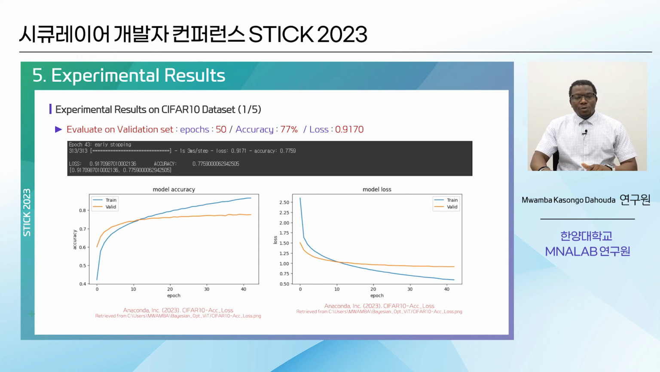The result is from the deep learning model training process. The training process has gone through 50 epochs, and the model achieved an accuracy of 77%, which means it's correctly classifying 77% of the training set. In this case, the loss value is 0.91, which means on average, the model predictions are deviating from the true value by approximately 0.91 units.